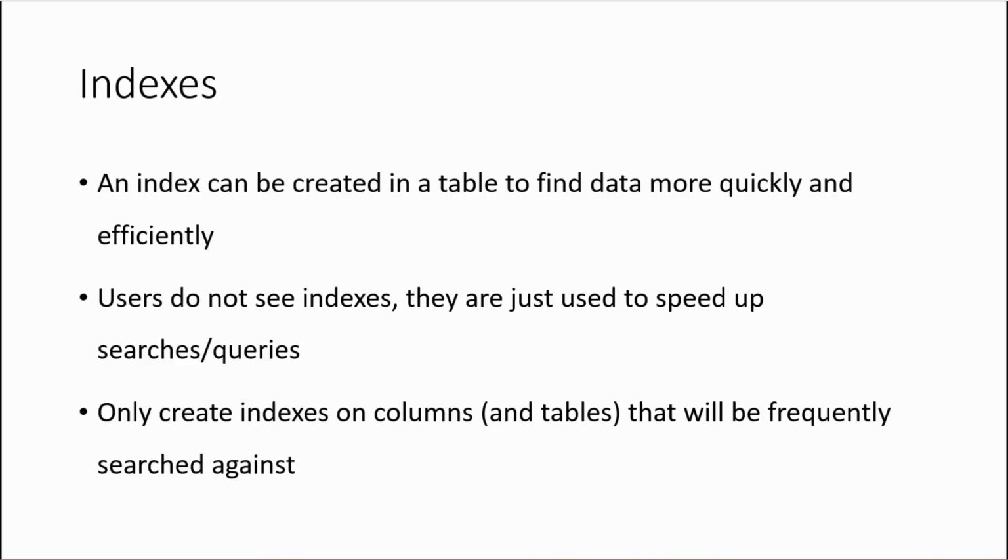All right, so we're going to talk a little bit about indexes. All right, indexes are used to speed up queries. It's a pointer to data in a table. So an index in a database is very similar to an index in the back of a book. Okay, it's used to find data more quickly and efficiently. All right, users do not see indexes. They are just used to speed up search queries or searches. If in your website you want to be able to look up, let's say, users by an ID, you would put an index on that ID field. It would speed up things. All right, you only want to create indexes on columns and tables that will be frequently searched against. Okay, so you don't want to put them on every single column or table.